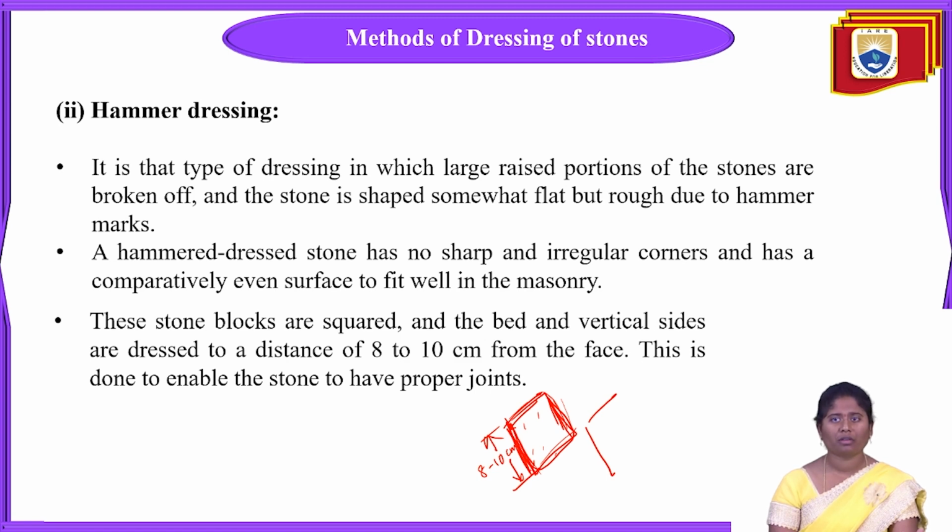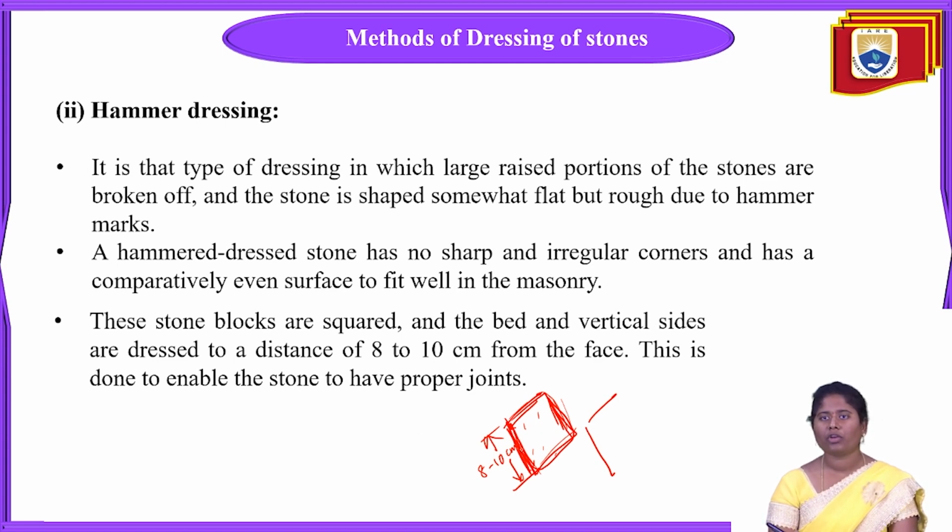Why are we doing this? Why is this vertical dressed depth only 8 to 10 centimeters, and why are these stone blocks squared? To enable the stone to have proper joints. When we are going to use these stones for construction purposes or to fix well in the masonry, proper joints should be there.